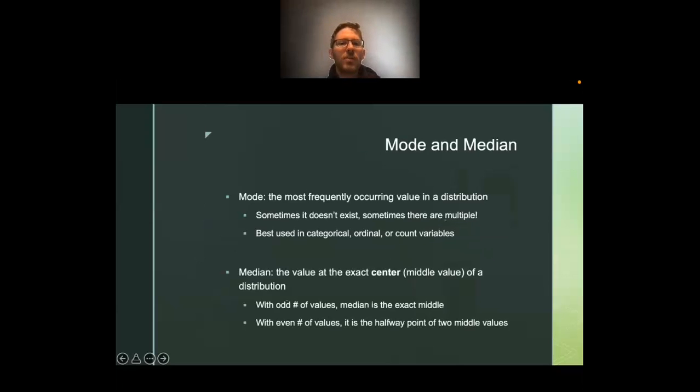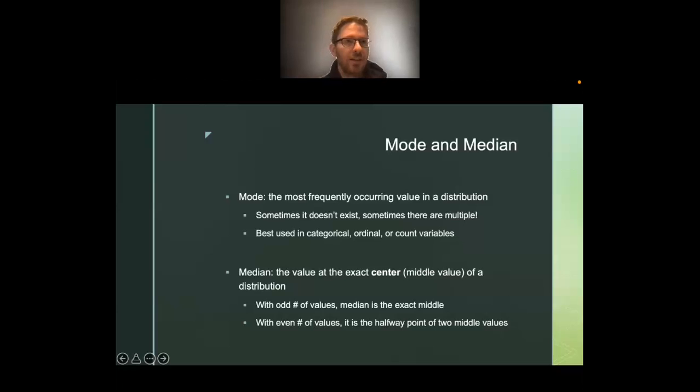So the mode and the median. The mode is simply the most frequently occurring value in a variable's distribution. That means a certain value has to occur at least twice. Sometimes there isn't one that exists, right? It might mean that there is no single value that occurs twice in a distribution. Sometimes there are many modes. That would mean that there are multiple values that are repeated the same amount of times.